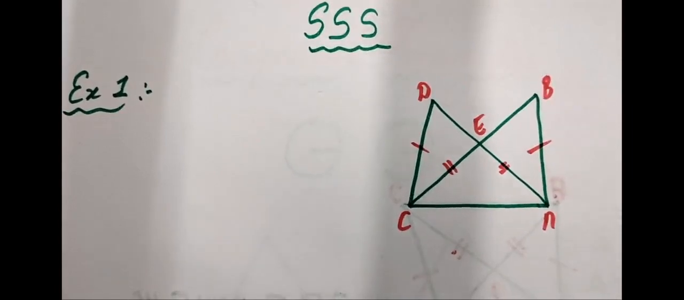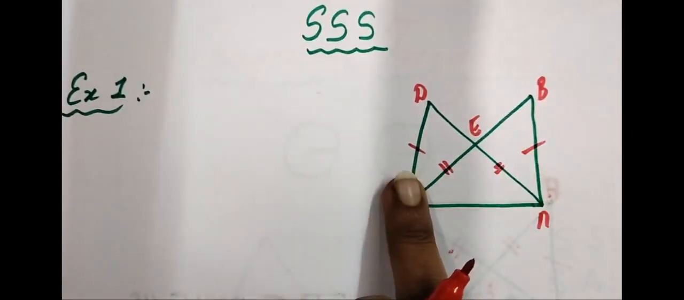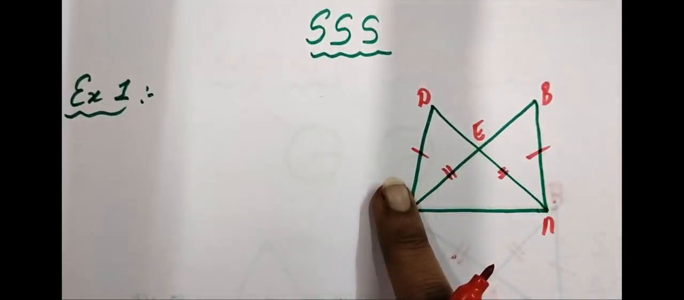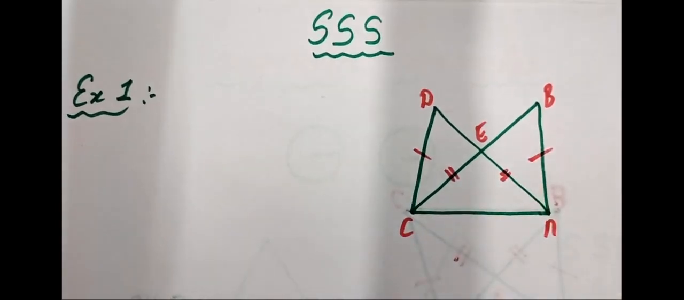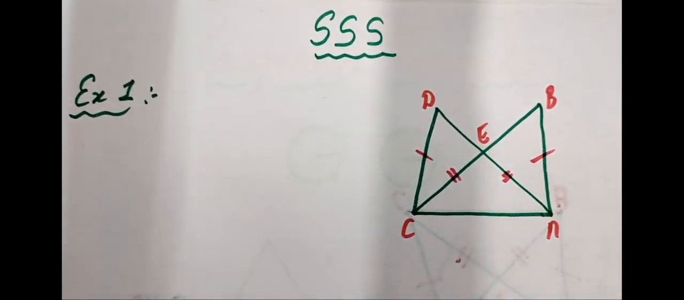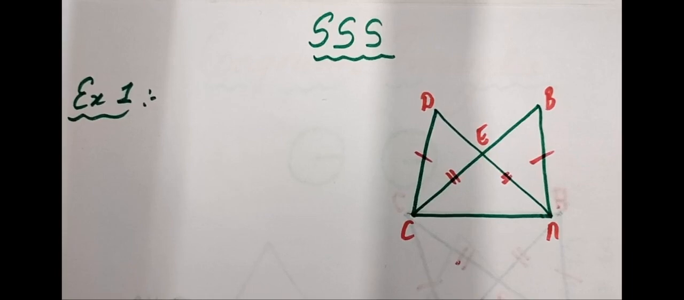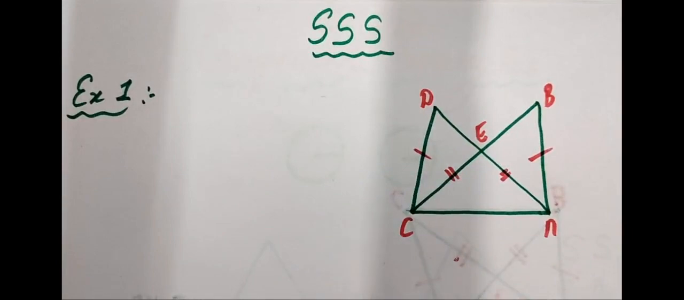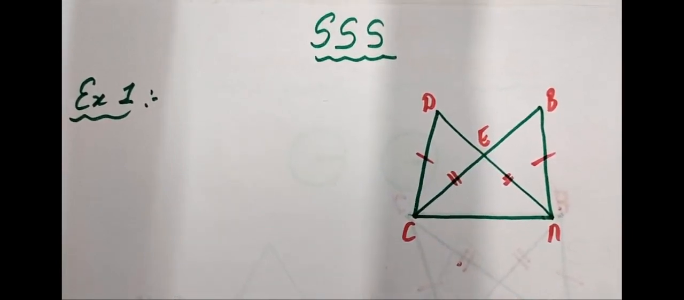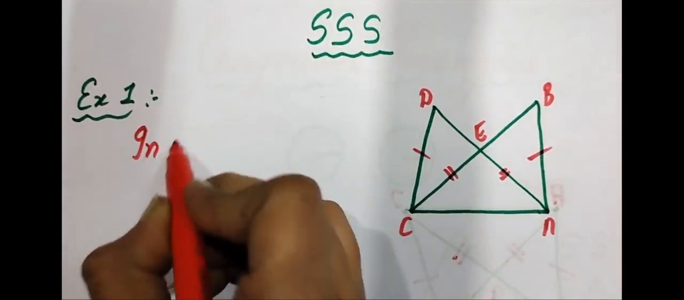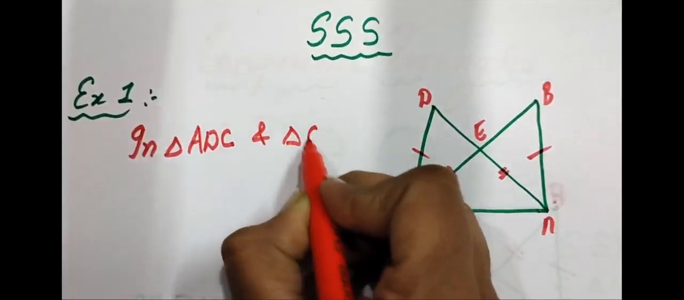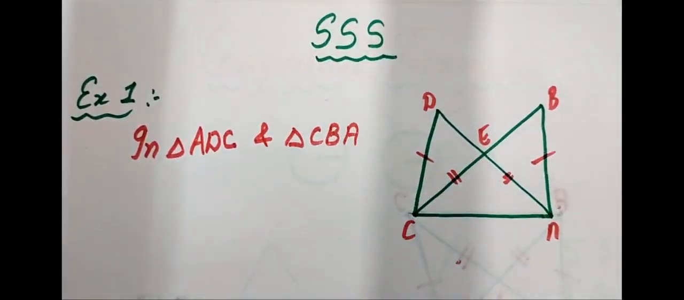It is given that AB is equal to CD and BC is equal to AD. These symbols show the equal sides. So it is given AB is equal to CD and BC is equal to AD. We have to show that these two triangles, triangle ADC, are congruent to triangle CBA. So first of all, we'll start with the given triangles. In triangle ADC and triangle CBA, these are the two triangles given.